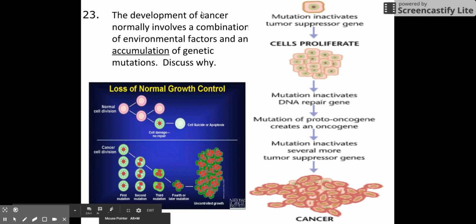I'd like you guys to finish off this lecture packet by thinking about this question. The development of cancer normally involves a combination of environmental factors and an accumulation of genetic mutations. I'd like you to think about everything we've talked about in this last portion of the lecture and write a nice, thoughtful paragraph answering this question.